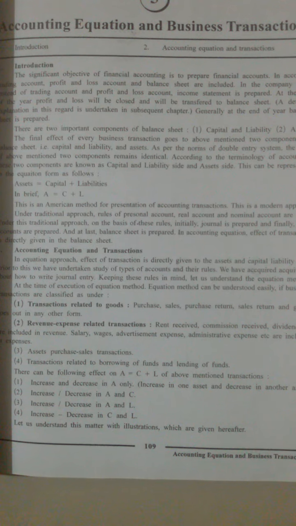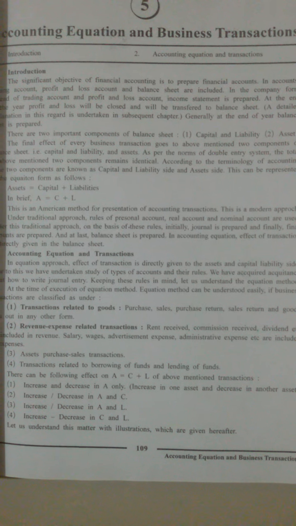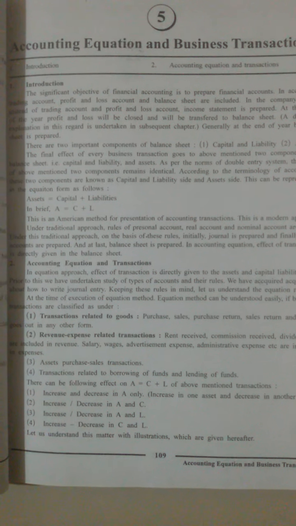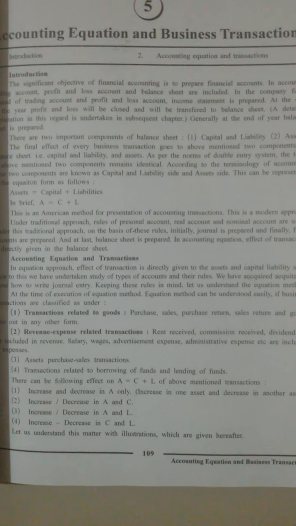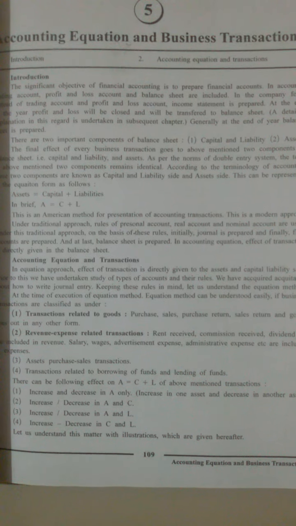Then revenue and expenses related transactions, for example rent received, commission received, dividend, etc. are included in revenue, whereas salary, wages, advertisement expenses, administrative expenses, etc. are included in expenses. Third one is assets purchase and sales transactions. Fourth one is transactions related to borrowing of funds and lending of funds.